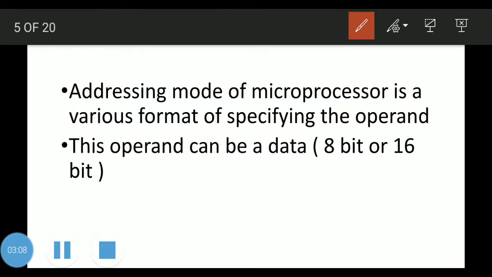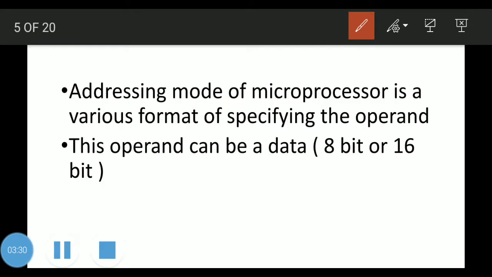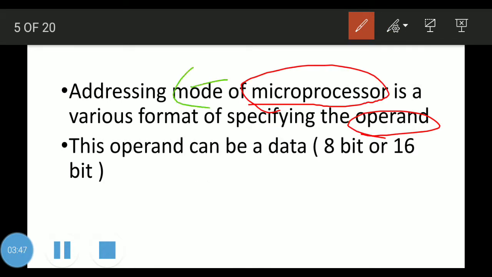Understood, student? You got the idea that we have derived from the picture? In this example, the idea may be clear. Why have I given this example? Consider the microprocessor and the operand. The microprocessor is like a teacher in a classroom. Now the operand becomes the student.